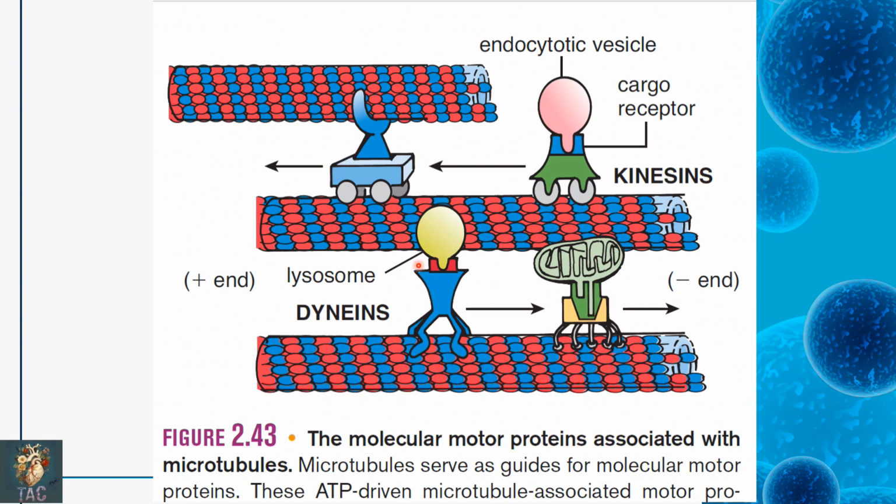The dyneins are acting as a motor molecule, carrying lysosomes or mitochondria, and these are moving these organelles towards the negative end, while kinesin is moving in the opposite direction, like endocytotic vesicles attached to the cargo receptor, that is kinesin. It moves on the microtubules towards the positive end and also moves the organelles from the periphery to the area of the nucleus, and dyneins move the organelles from the nucleus towards the periphery. So these two motor molecules, the kinesins and the dyneins, are moving the organelles opposite to each other.